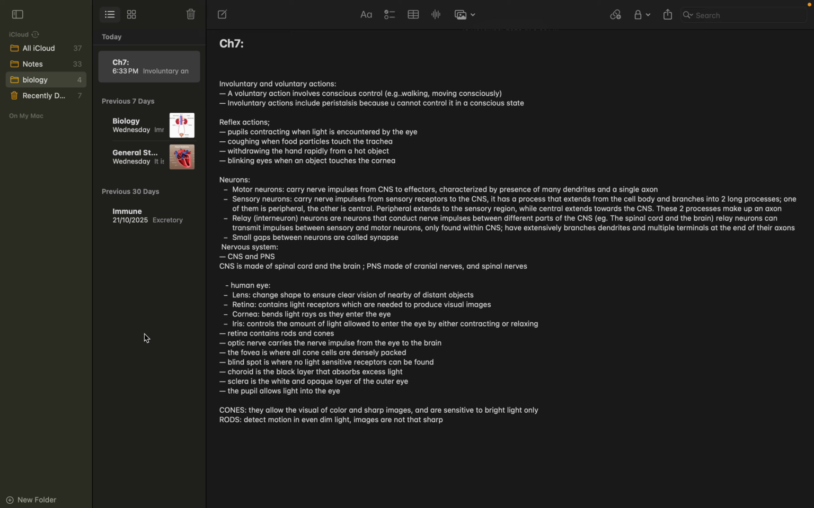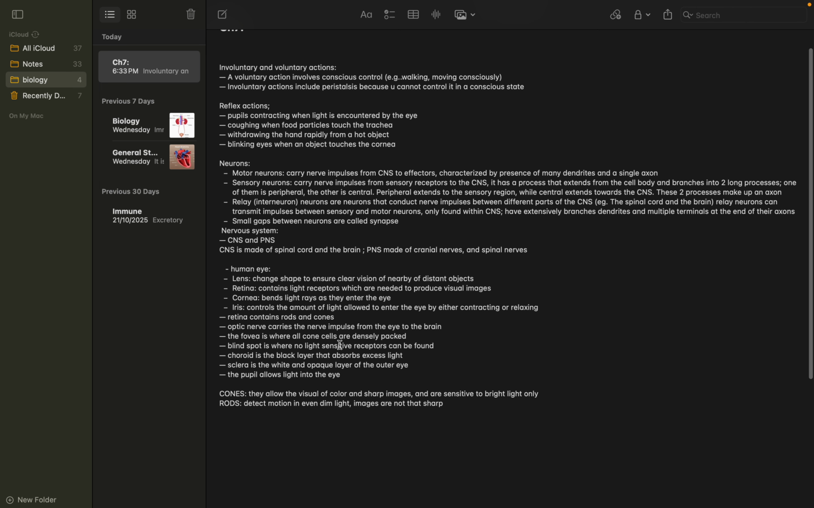Small gaps between neurons are called synapses. The nervous system includes the central nervous system and the peripheral nervous system. The central nervous system is made up of the spinal cord and the brain, while the peripheral nervous system is made of cranial nerves and spinal nerves.